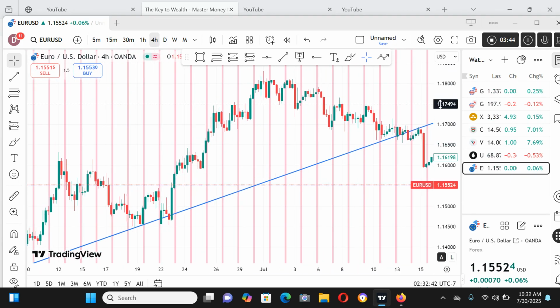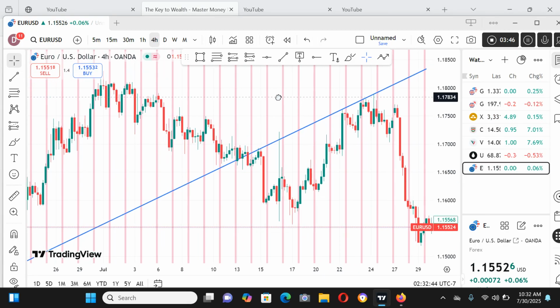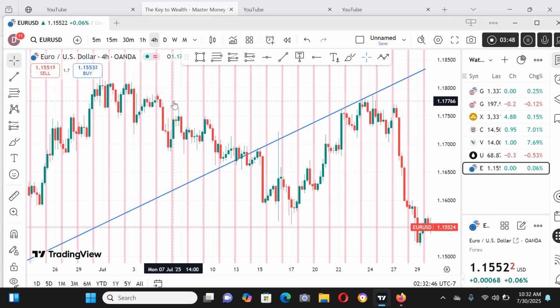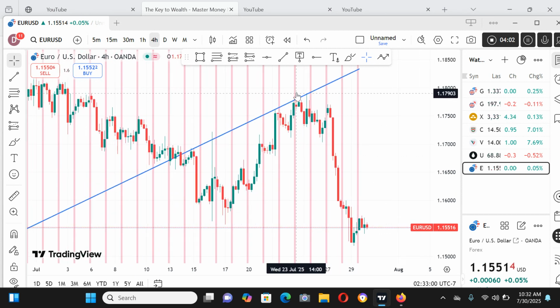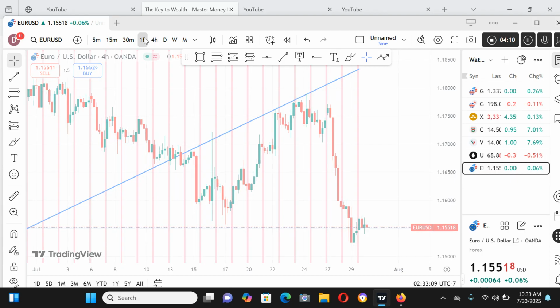Now from the 4 hour time frame, you can see obviously that the market has broken here, retraced back, and is coming down. From the 4 hour time frame, the market has changed structure. It's forming a downtrend, obviously. So let's go to the 1 hour time frame.